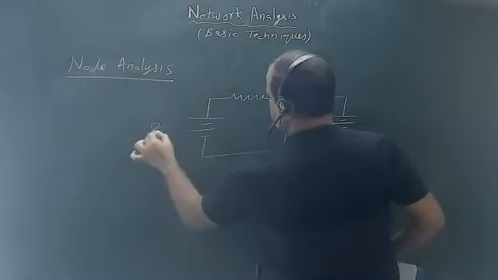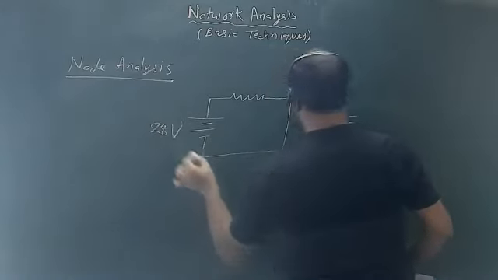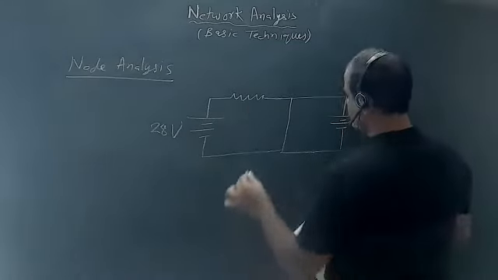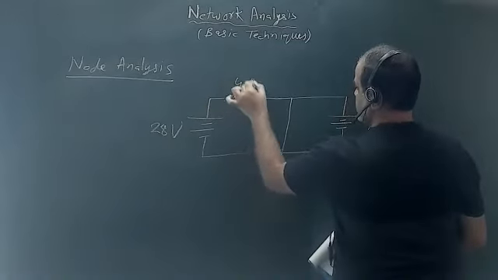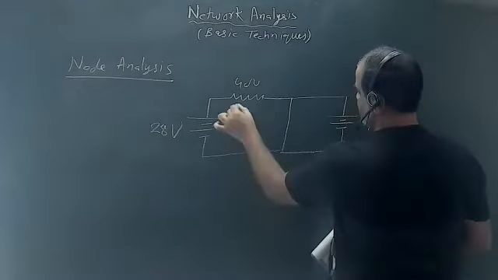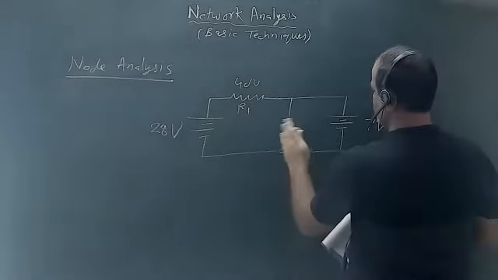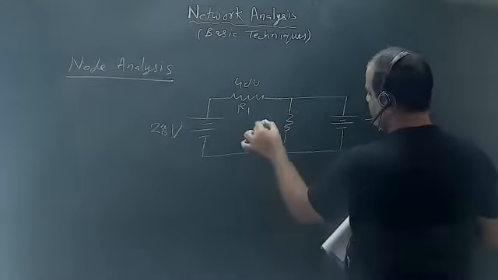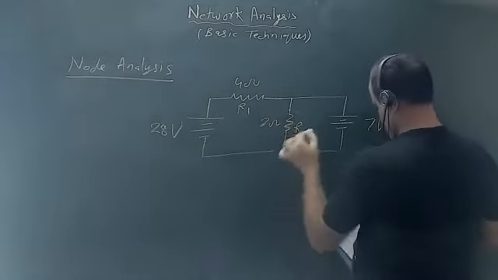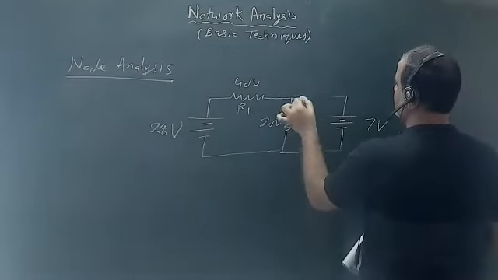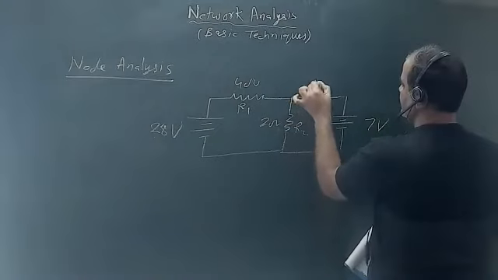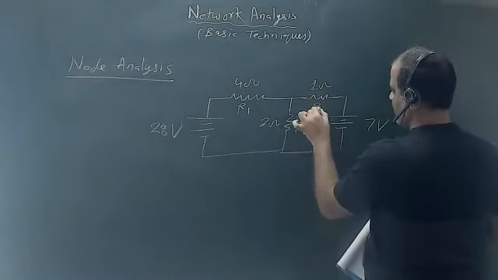So this is 28 volts. Okay, this is 7 volt. This is your 4 ohm, let's say R1. Here we have R2, whose value is given as 2 ohm. And here is R3, whose value is given as 1 ohm. This 1 ohm, R3. Okay.